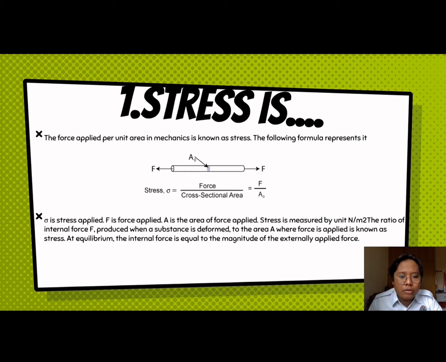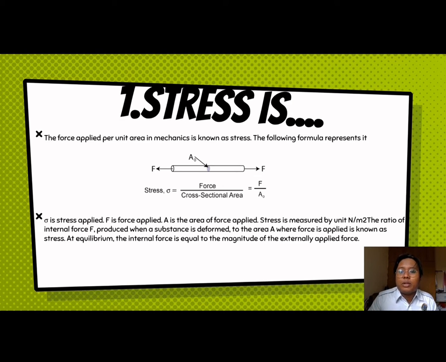The ratio of the internal force produced when a substance is deformed to the area where force is applied is known as stress. At equilibrium, the internal force is equal to the magnitude of the externally applied force.